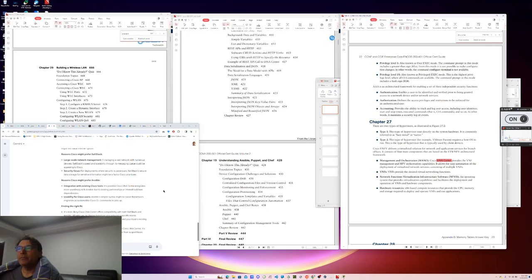Okay, so Cisco might prefer Saltstack for large-scale network management and security focus. Reason Cisco might prefer Ansible: integration with existing Cisco tools and usability. So it's older and easier to use, Ansible, right? Older and easier to use. Saltstack, it can manage larger networks, and it has better security. That's an exact reason why Thomas would make something, right? Because of scalability and security, more scalability and security. Excellent.